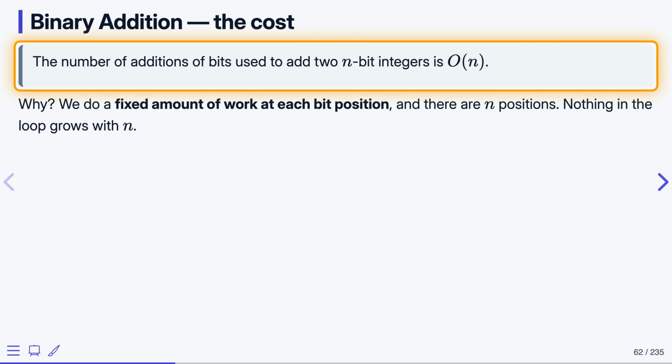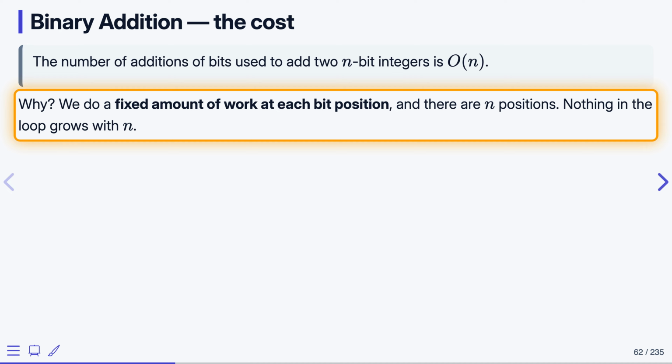Now how much work is that? Adding two n-bit integers takes big O of n bit additions. Why? At each bit position we do the same small job. Add 3 bits, work out one carry, write one sum bit. Nothing in that job gets bigger as the numbers get longer, and there are n positions. So adding twice as many bits takes about twice as long.